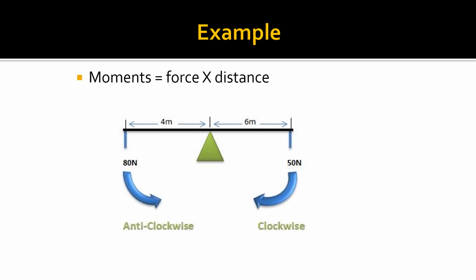Let us look at an example. We know that moment is equal to force times distance, right? In this figure, we have a system where on the clockwise side, we have 50 newtons acting in that direction, 6 meters from the pivot. On your left, where the anti-clockwise moment is acting, we have 80 newtons, which is 4 meters from the pivot. Let us find the total moment for such a system.